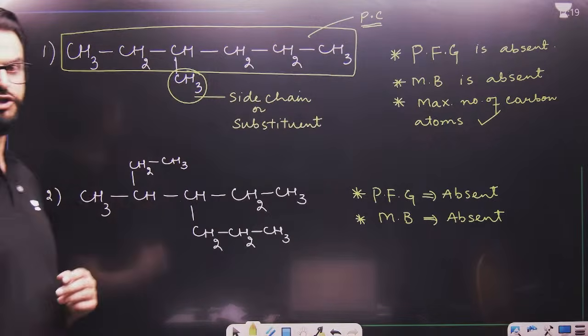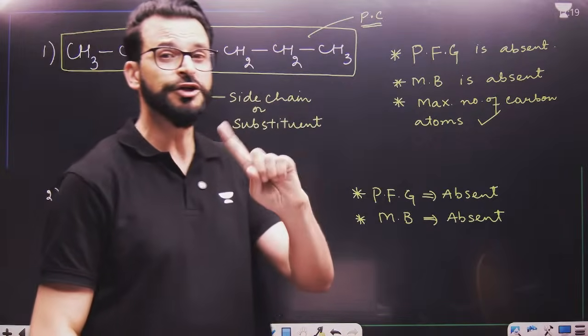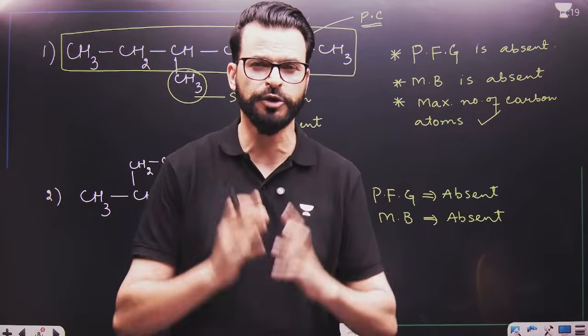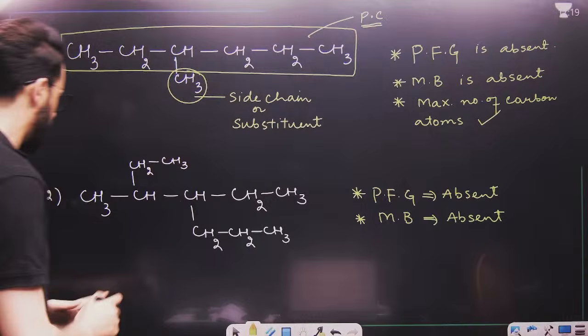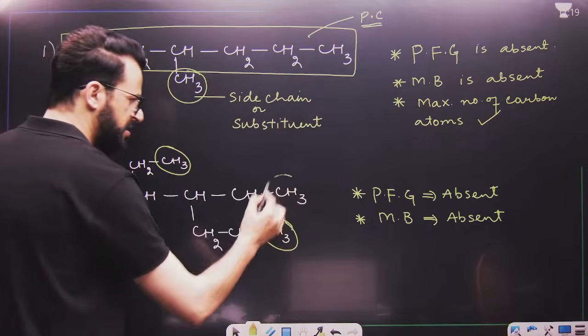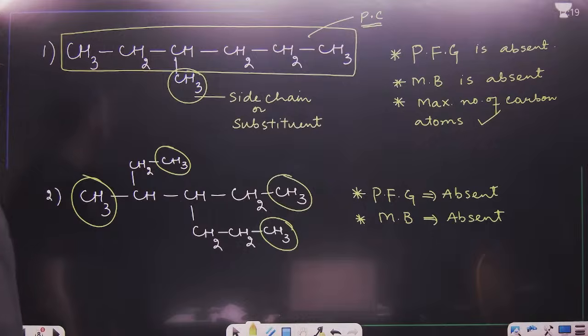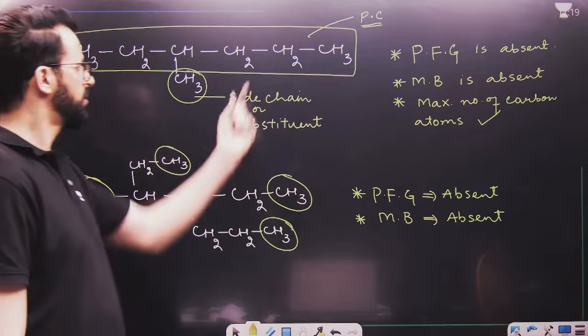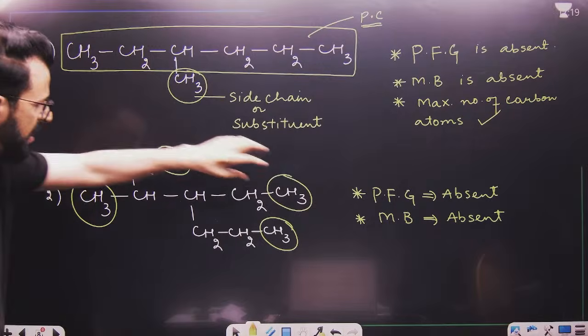Now, my dear lovely students, you have to check now end to end, terminal to terminal, because we have to find out the maximum number of carbon atoms now. Have a look. This is one end. This is another end. This is another end. This is another end. Is this point clear to you? End means these CH3 groups. So this is end, this is end, this is end, this is end.